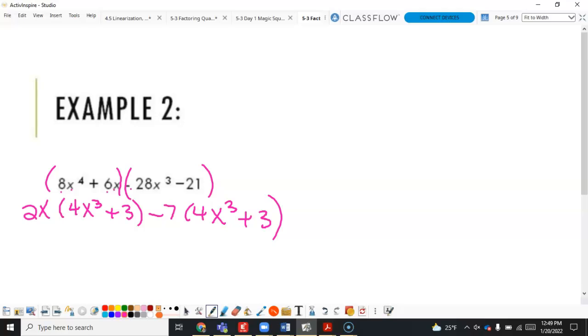Now what's left behind matches for both. So I have 4x cubed plus 3 times 2x minus 7.